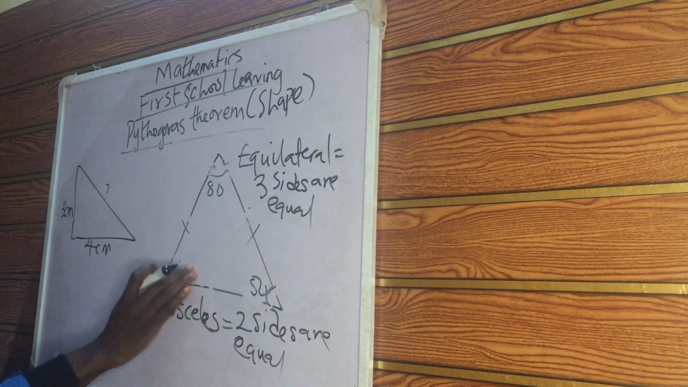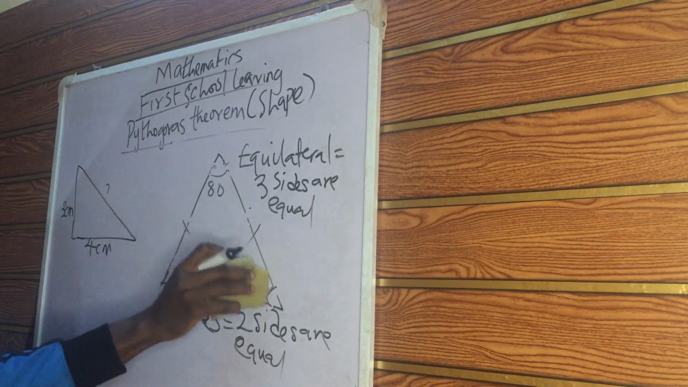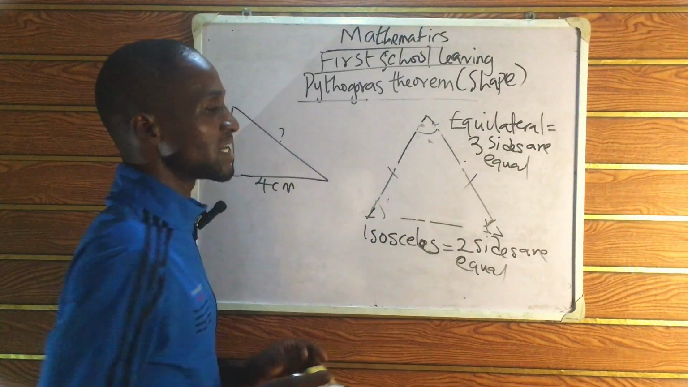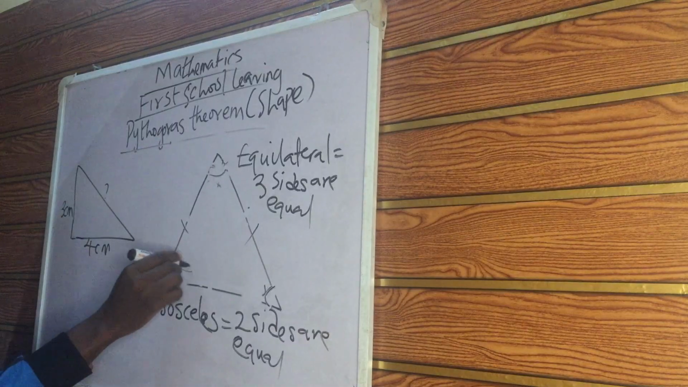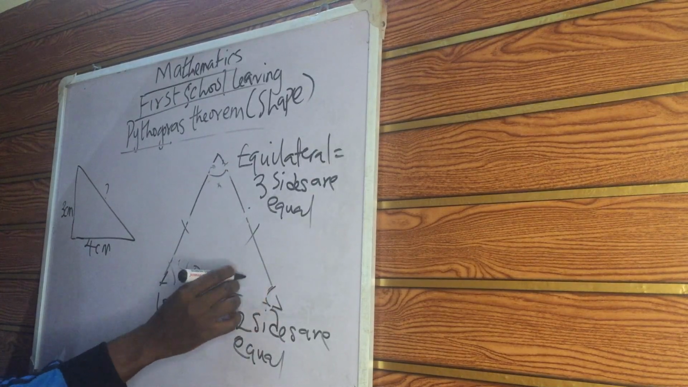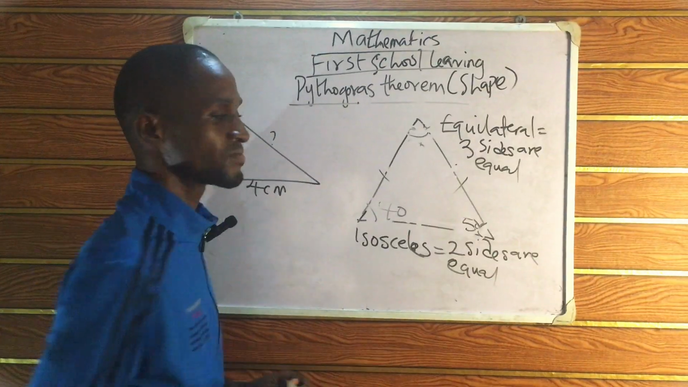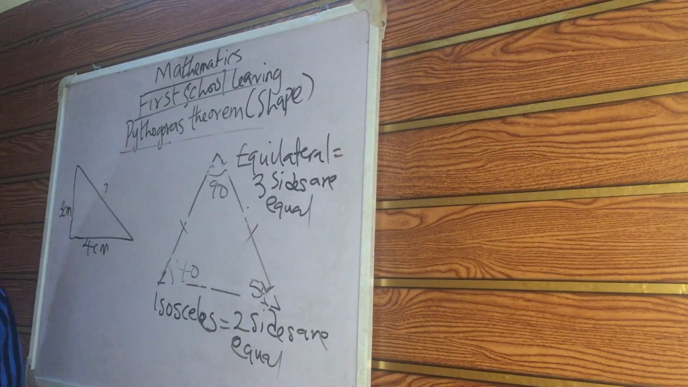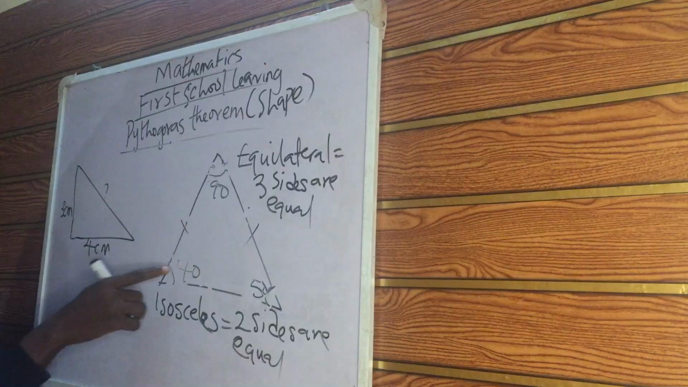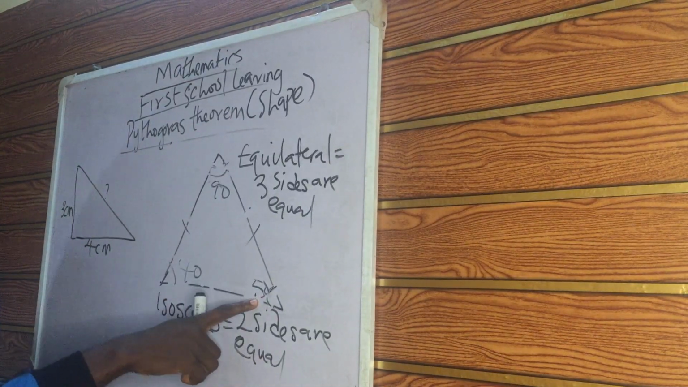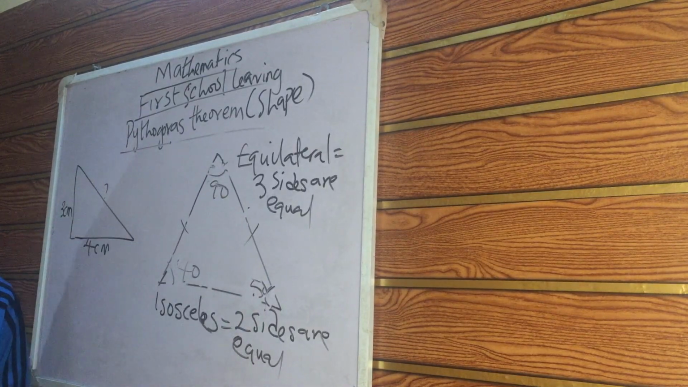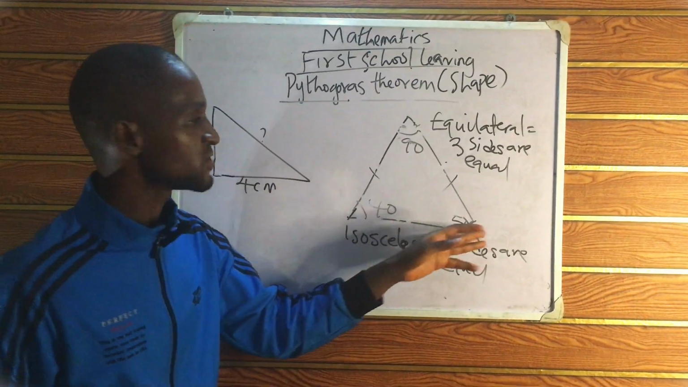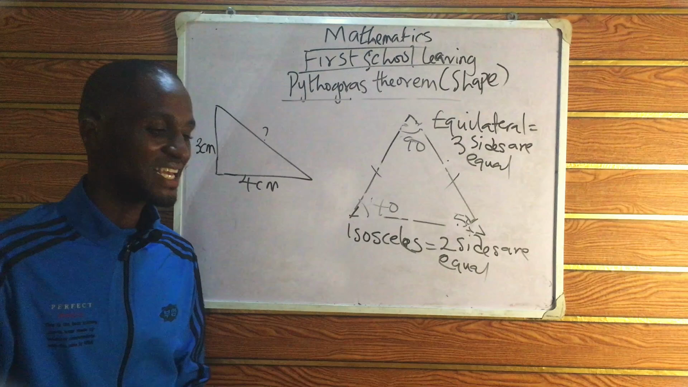Now let's dive into the next one. That is scalene triangle. Scalene means what? Here is 40. Let's say here is 50. That is 90, and here is 90. So scalene means that here and here are not equal. Here and here are not equal. So here is 40, here is 50, here is 90. That's what we call scalene triangle.